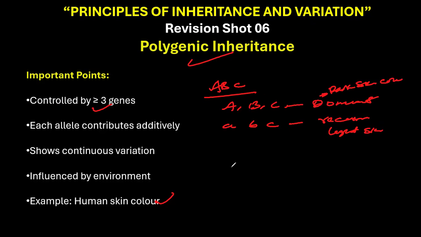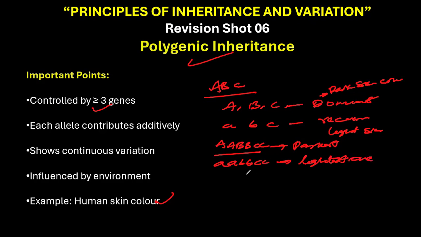Now, if we combine these alleles, maybe capital A, capital A, capital B, capital B, capital C, capital C, if everything is dominant. If everything is recessive, then small a, small a, small b, small b, small c, small c. So this should be the darkest one, and this should be the lightest one. The person having this combination will have the light skin color, and the person having this combination, the capital one, dominant one, will have the darkest skin color.